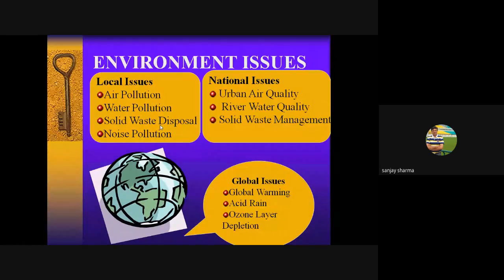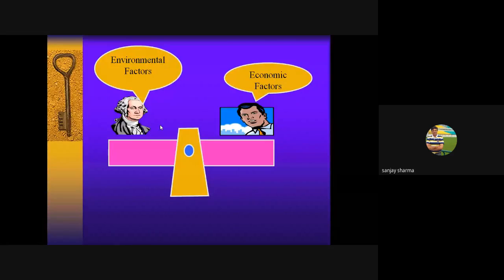So basically, if we are causing air pollution sitting at this place, the effect may not be immediately known to me sitting here, but globally, I think we are contributing to that. So global effects are always there. And whenever we are talking about sustainability and development and the environment, there is always a situation where we need to create a balance between environmental factors and the economic factors.